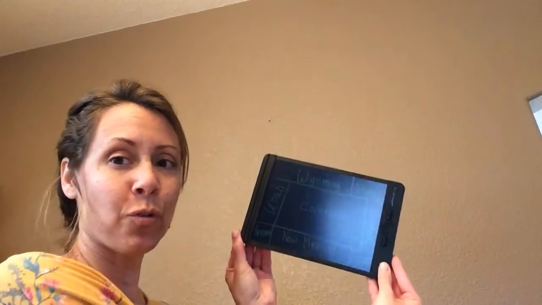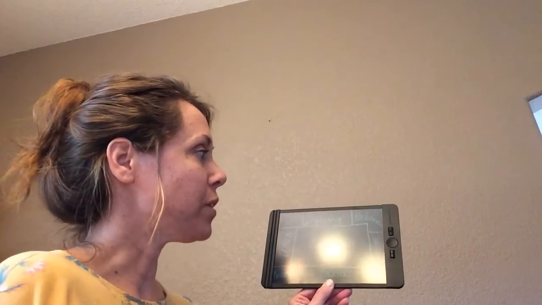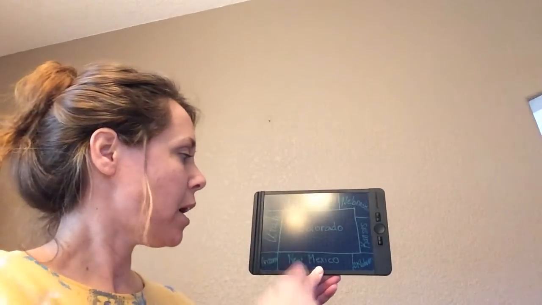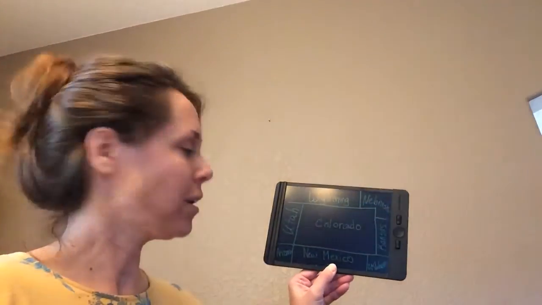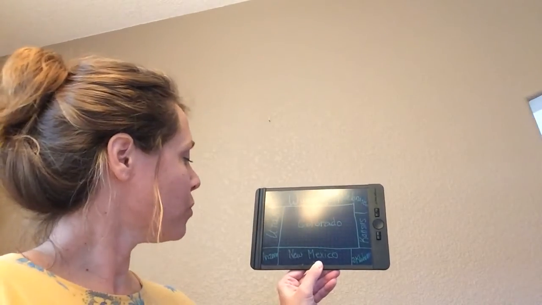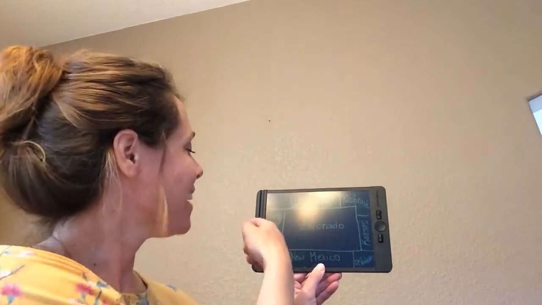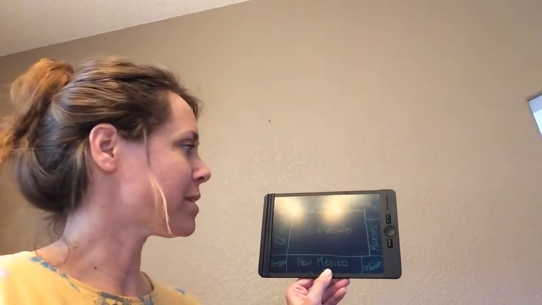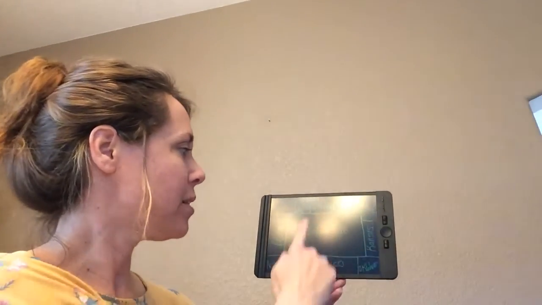We talked about boundaries. We have a lot of boundaries that surround our state. And let's review them from yesterday. So we have to the north, Wyoming. To the northeast, Nebraska. To the east, Kansas. To the southeast, Oklahoma. To the south, New Mexico. To the southwest, Arizona. And to the west, Utah. So those are our boundaries of Colorado. That means they all touch in some way to our state.